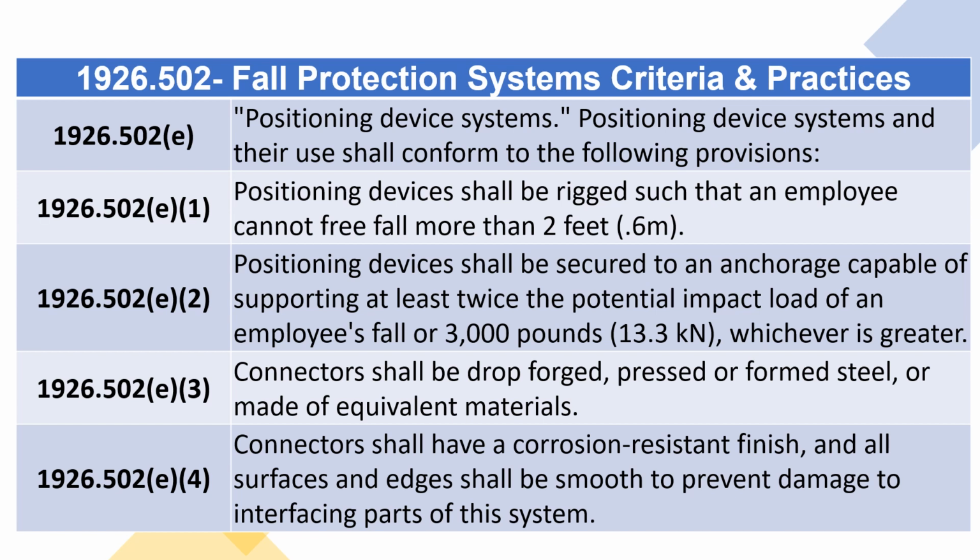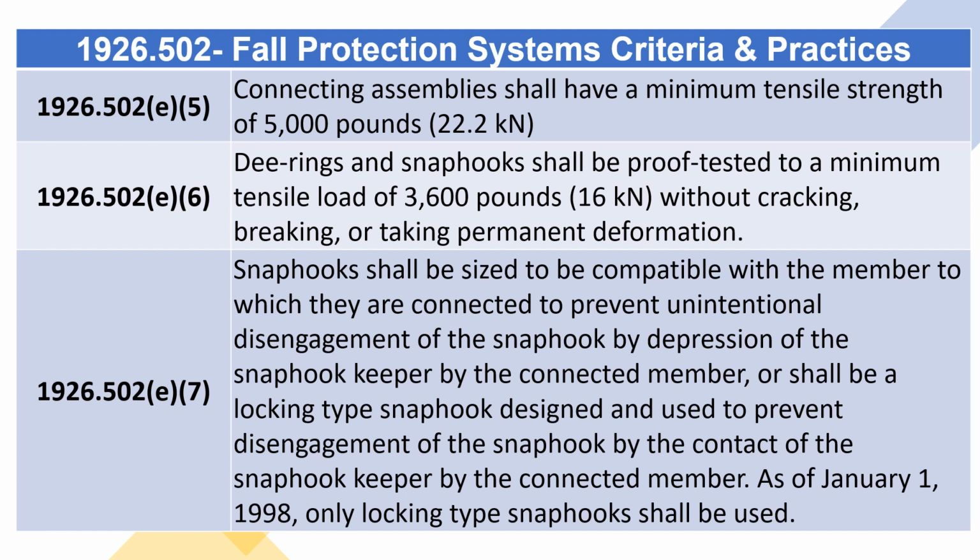1926.502(e)(3) Connectors shall be drop forged, pressed, or formed steel, or made of equivalent materials. (e)(4) Connectors shall have a corrosion-resistant finish, and all surfaces and edges shall be smoothed to prevent damage to interfacing parts of this system. (e)(5) Connecting assemblies shall have a minimum tensile strength of 5,000 pounds, 22.2 kilonewtons. (e)(6) D-rings and snaphooks shall be proof-tested to a minimum tensile load of 3,600 pounds, 16 kilonewtons, without cracking, breaking, or taking permanent deformation.